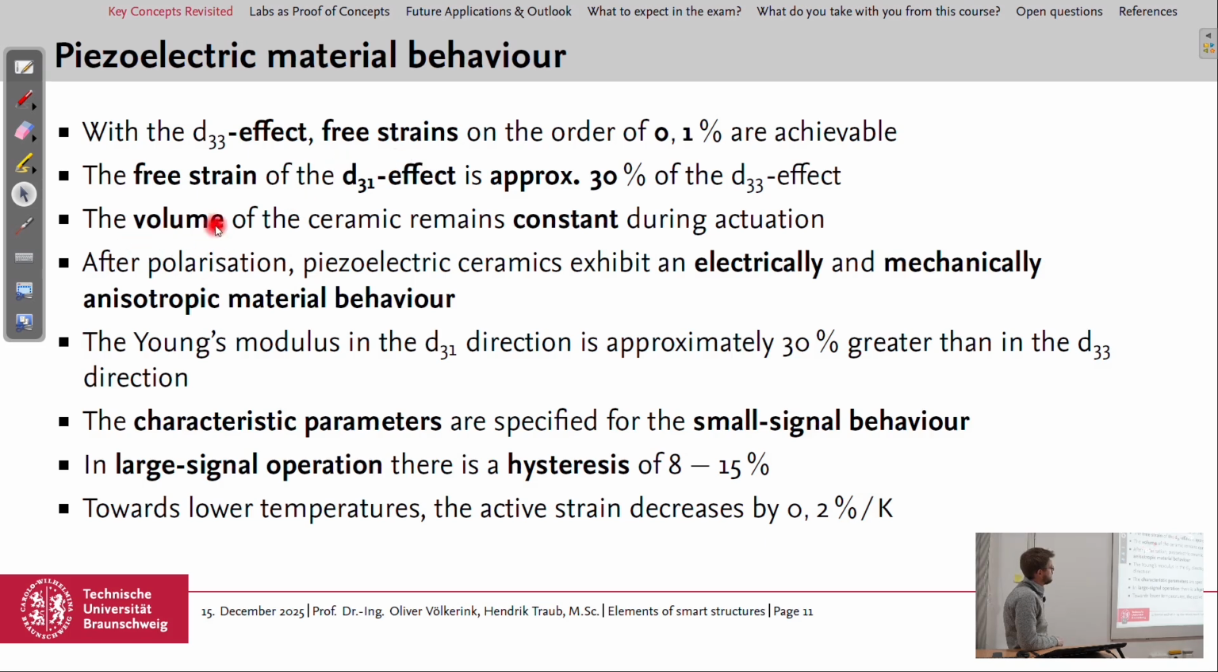We assume that the volume of the ceramic remains constant during actuation. And after polarization, we get an anisotropic behavior electrically as well as mechanically. So also the stiffness of the material after polarization changes. For example, in one direction we have 60 gigapascals, and in the other direction only 40 gigapascals.